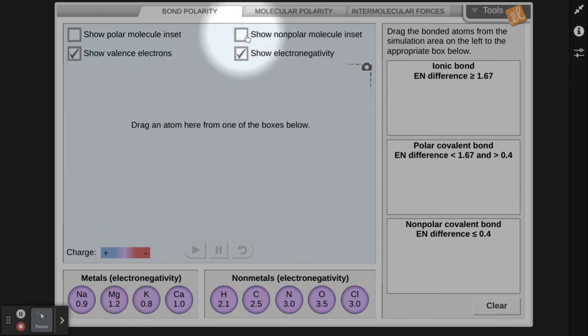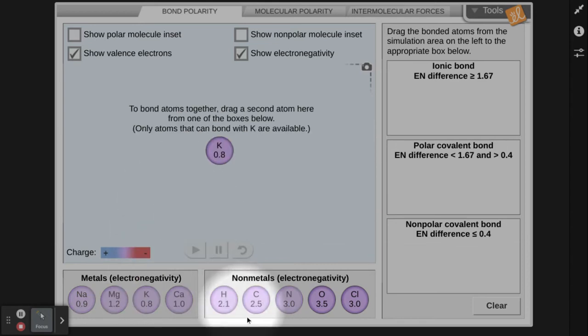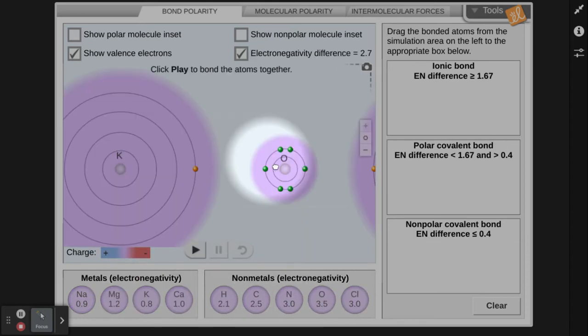So the top two boxes in the first row are unchecked. The second row, both boxes are checked. So now we're going to drag an atom from one of the boxes below. I'm going to make sure I choose atoms that are not in your activity so that I don't ruin all your fun. So we're going to do K, and then we're going to do O.